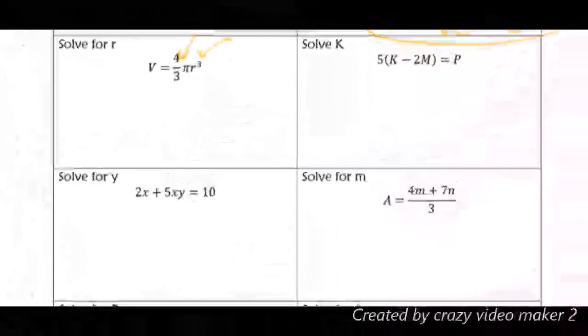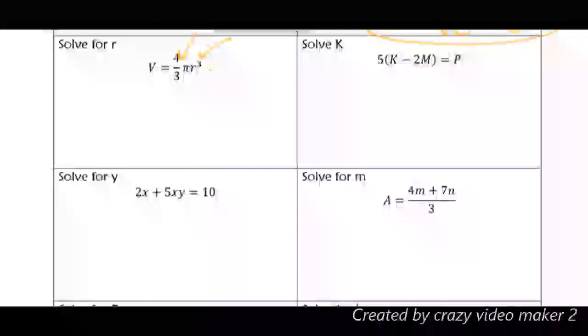You're really doing this backwards of order of operations, so you have to cancel the multiplication first. I'm going to deal with that fraction first, just like I did on the front. I'm going to use the reciprocal. I'm going to multiply by 3/4. It's going to cancel out with 4/3. That leaves me with 3/4 times v. I'm actually going to bring the v up to the top of that fraction. 3 times v over 4 equals pi r cubed.